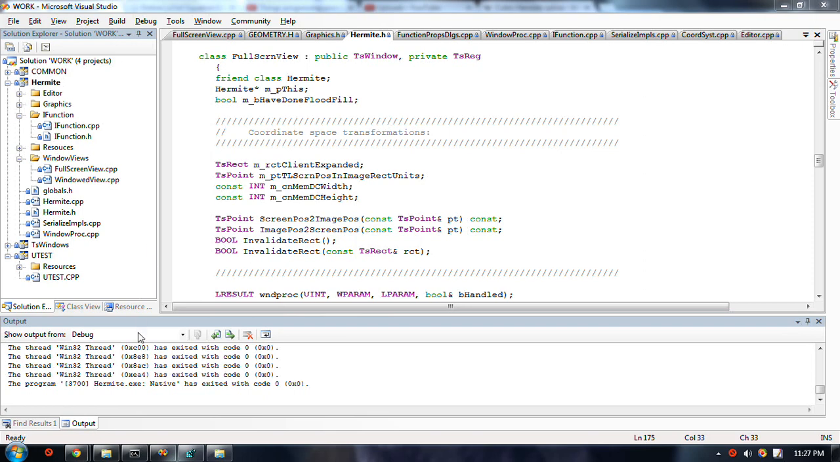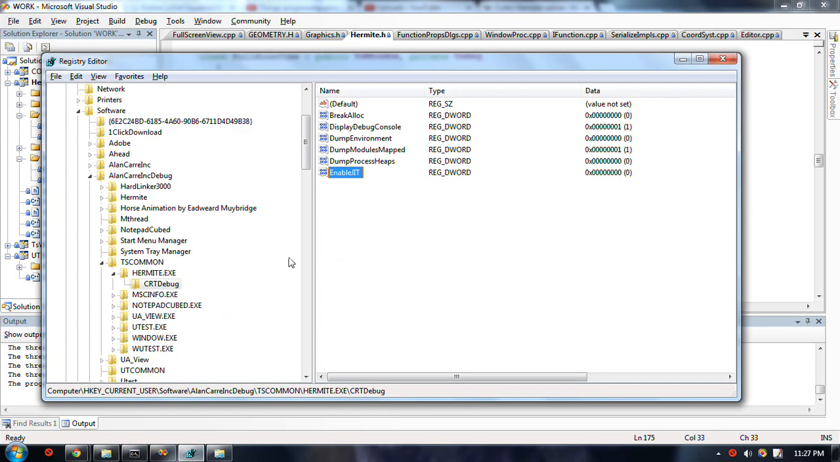I thought I had silenced the assert messages, but they're still coming up. See now, I don't think there's anything else I can do to turn them off. I've probably broken that.